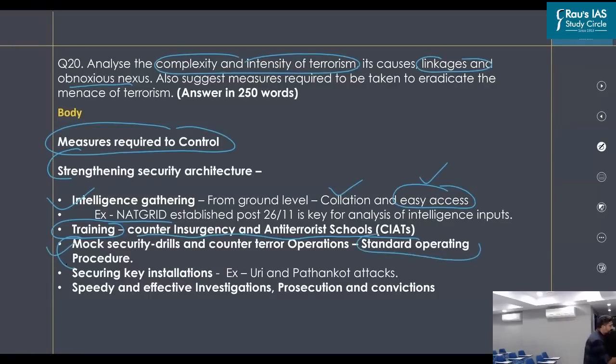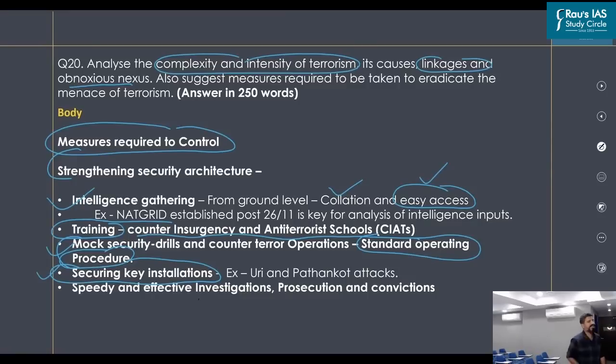Then we need to focus on securing key installations, because attacks have happened in Uri and Pathankot on armed forces. These are the key areas. We also need to focus on securing the government installations, or like the nuclear installations. That is why securing key installations will be a part of strengthening the security architecture to handle the issue of terrorism. What next? Speedy and effective investigation.